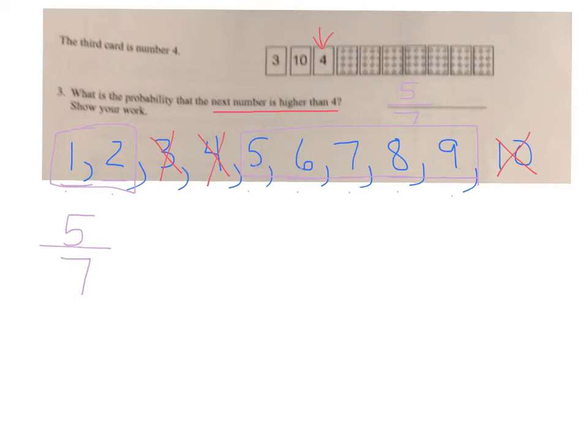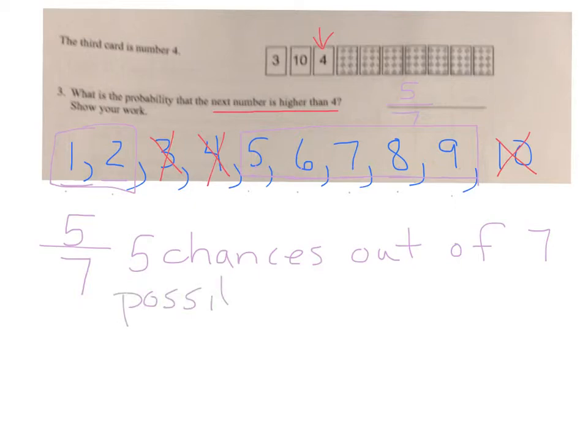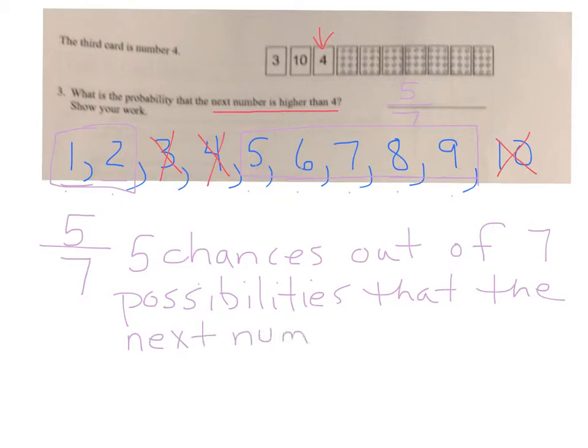That is the probability. 5 chances out of 7 possibilities that the next number will be higher than 4. And we can see that with our own eyes. So the strategy we did, we're still, in a sense, drawing a picture, and we're following the picture.